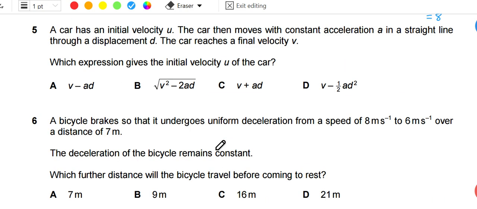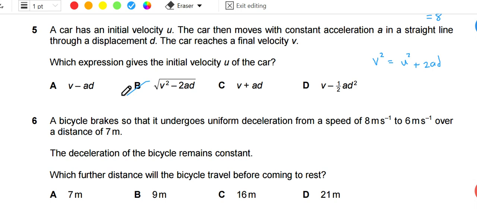A car has initial velocity u, moves with constant acceleration through a displacement d, and reaches final velocity v. What gives us the initial velocity u? So we have v squared equals u squared plus 2as, or d. So the expression would be b.